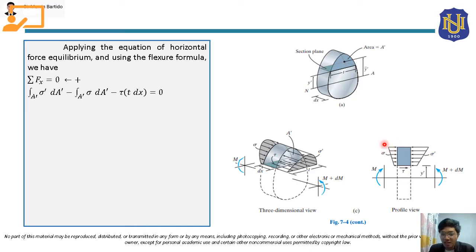Now for this stress, we are going to solve its equivalent force. Its equivalent force will be force is equal to stress times area. In this case, class, the equivalent force of this stress is sigma dA prime, and we are going to sum up the stress that acts in this differential area, so this is an integral, an integration. It will be negative since this is directed to the right.